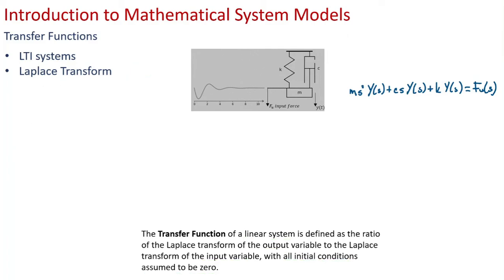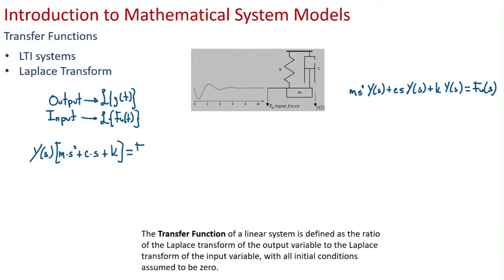Now, how do we find the transfer function of this Laplace equation? Well, the definition says that it is defined by the ratio of the Laplace transform of the output to the Laplace transform of the input. So we can factorize Y(s) and divide everything by the input. G(s) is the transfer function of our model.